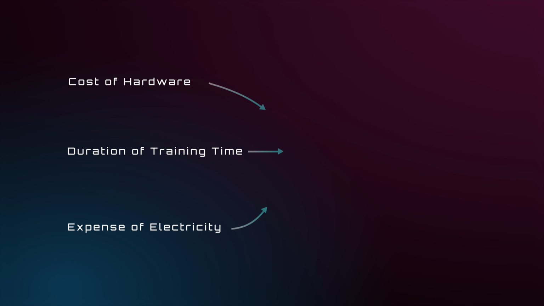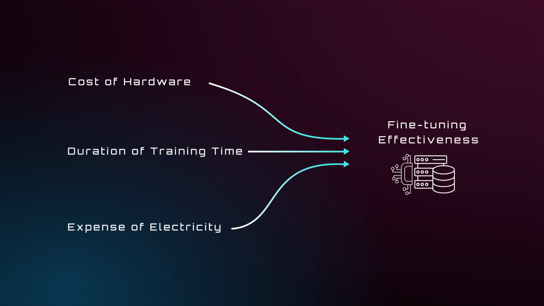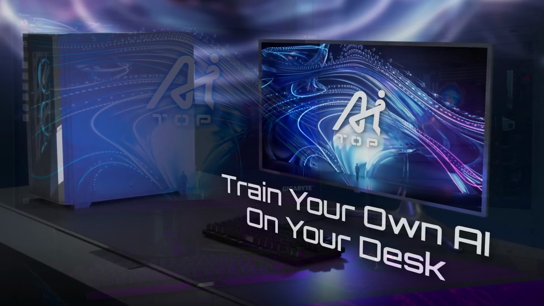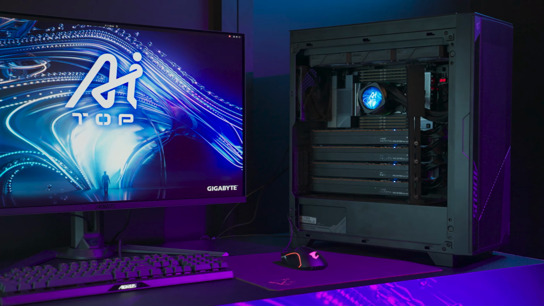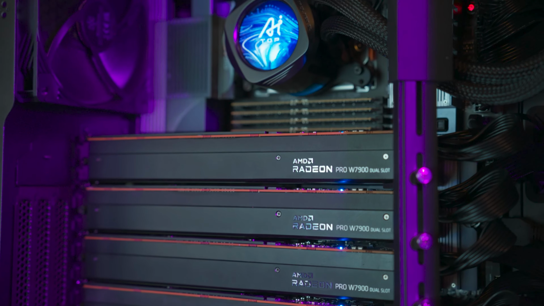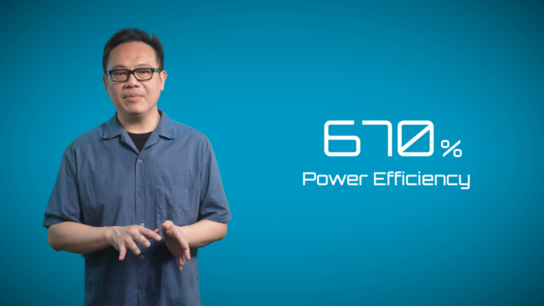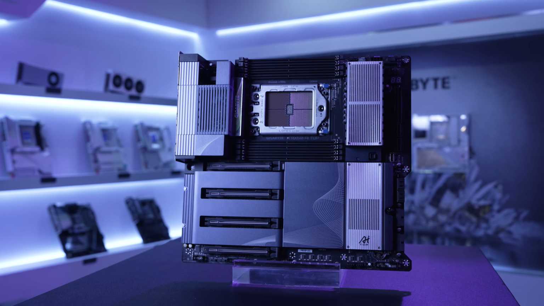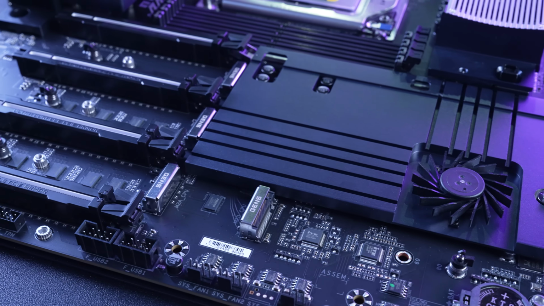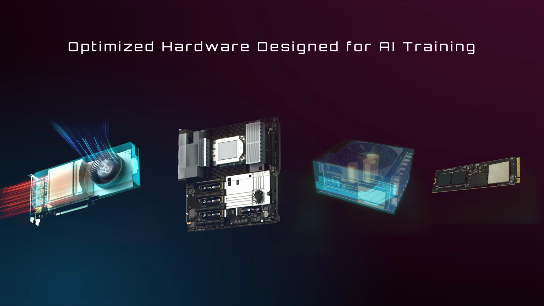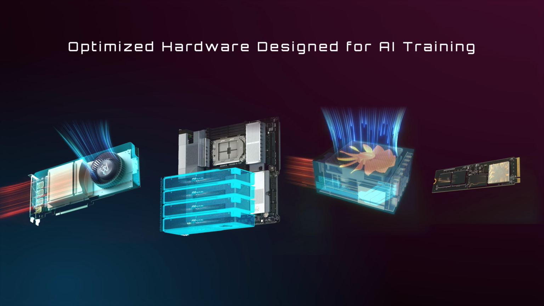In summary, the efficiency of fine-tuning is determined by the cost of hardware, the duration of training time, and the expense of electricity. GIGABYTE AI Top Hardware is a series of PC products that are optimized in power efficiency with specially engineered BIOS. In general, the AI Top hardware outperforms a regular PC build in power efficiency by 6.7 times. The AI Top hardware is also built by GIGABYTE's iconic ultra-durable technology and tested under strict simulation of AI model training to ensure top-tier reliability.